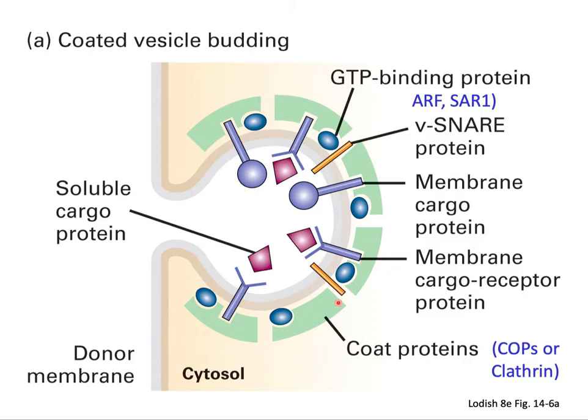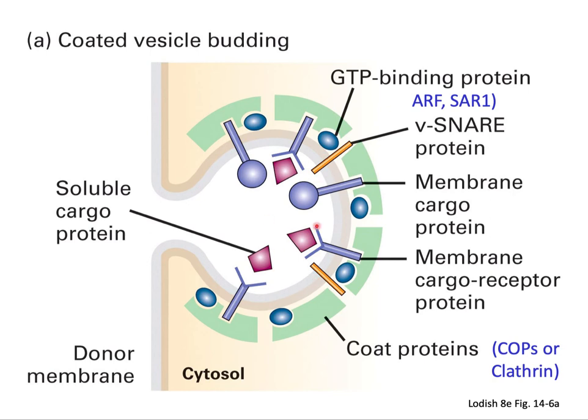So this is what it really looks like in close view. Here is your vesicle forming, and these small blue circles are the GTPases such as ARF or SAR1. The green structures are part of the coat, COP1, COP2, or clathrin. You can see there are some transmembrane proteins with the cargo. You can see some soluble cargo associated with this vesicle. These yellow bars are the V-SNAREs.